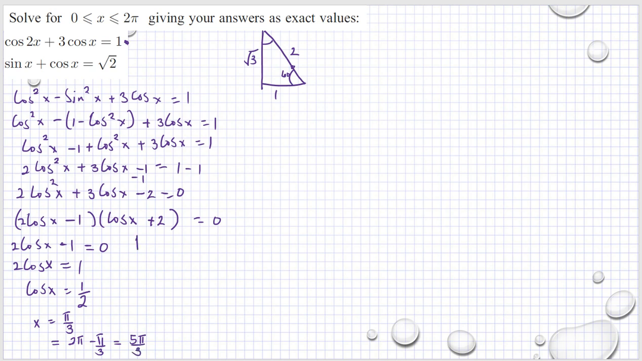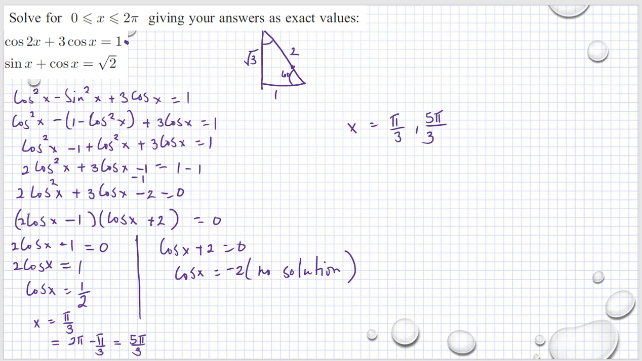The other one, we have cosine x plus 2 is equal to 0. Then we have cosine x is equal to negative 2. There is no solution to this. So no solution. So we have only our x now is equal to pi over 3 and 5 pi over 3. Okay, let's solve the next one.